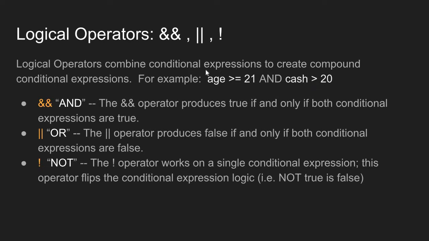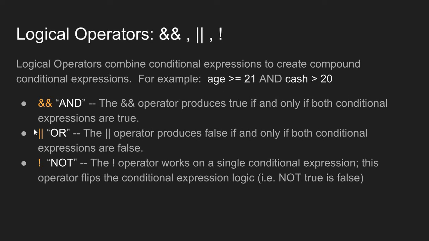I want to test this entire logical statement. So let's see how they work. The two ampersands together represent a logical AND. The AND operator produces the value true if and only if both of the conditional expressions are true. So for example, if I wanted the expression age is greater than or equal to 21 AND cash is greater than 20 to be true, then both the left and right expression would have to be true. If either was false, then the entire expression is false.